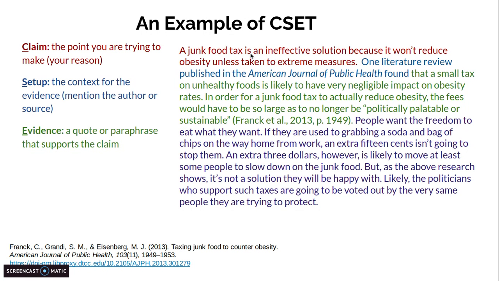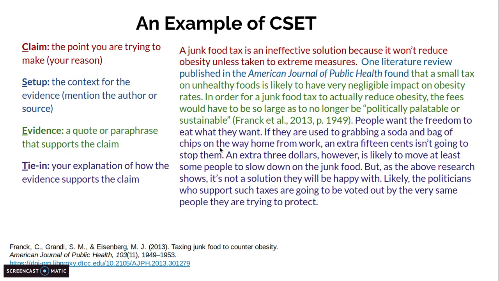So then after you've given your claim, set up your evidence, and provided that evidence in the form of a quote or paraphrase, you've got to add the tie-in. This is your explanation of how the evidence supports the claim. You're showing the connection here. So there's lots of ways to do this. Let's just read this example to see how.